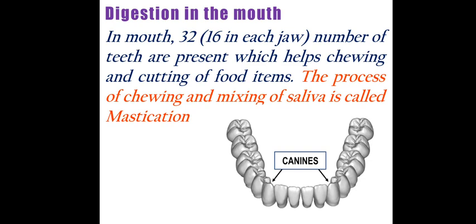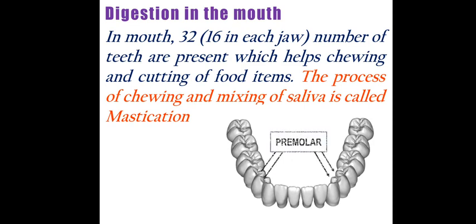These are present in 2 number, as you can see, on the left and right side of the lower jaw, and 2 in the upper jaw. So in total they are 4 in the whole mouth. And incisors are available in 8 number. So 4 plus 8, 12.